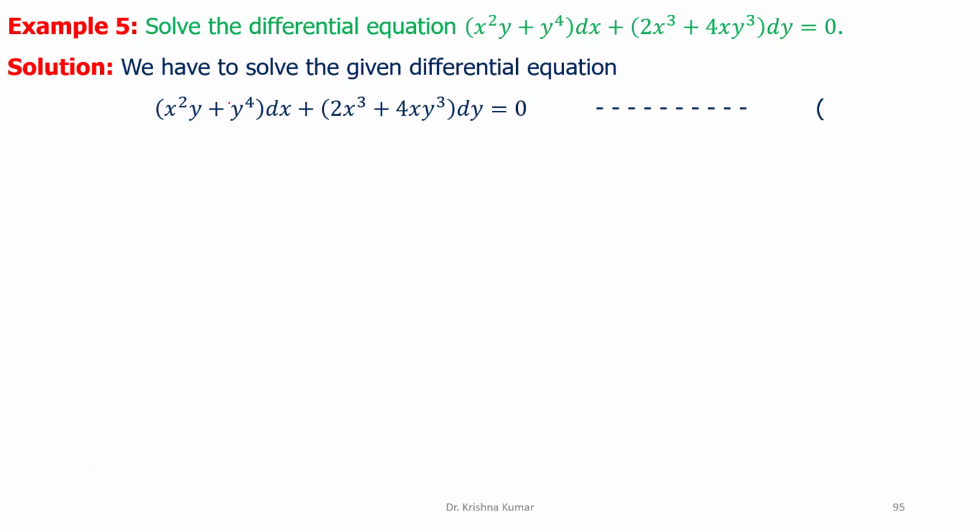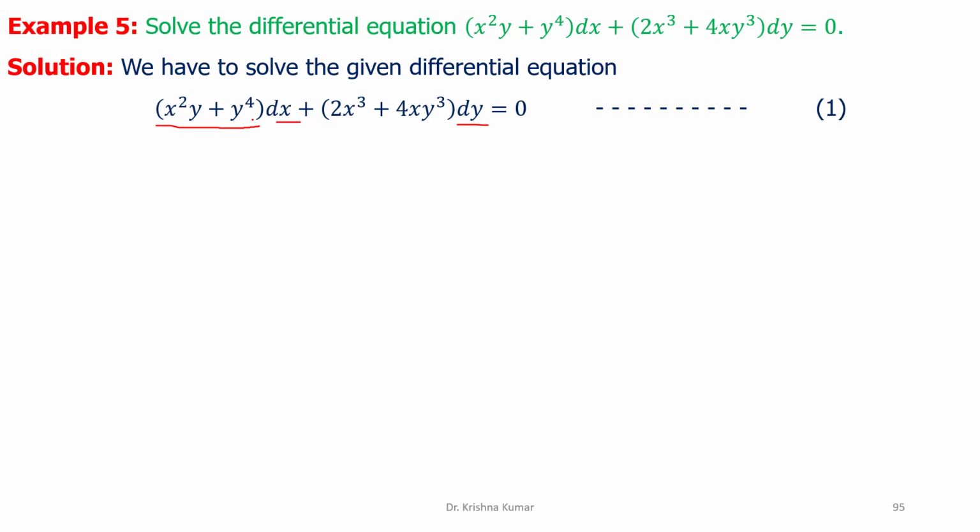Now we have to solve the given differential equation (x² y + y⁴) dx + (2x³ + 4x y³) dy = 0. Now, how to solve this differential equation? Since it is not in variable separable form, it is also not reducible to variable separable form, and it is not homogeneous, we can check whether it is an exact differential equation or not.